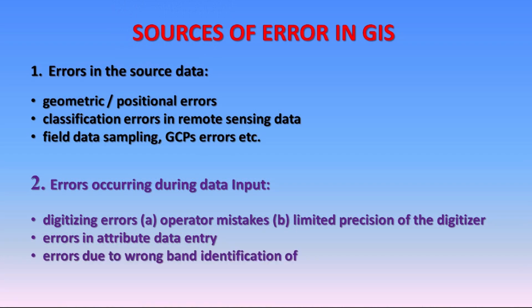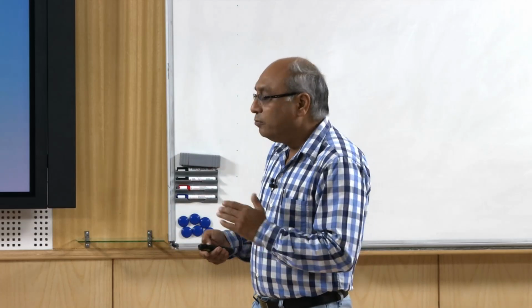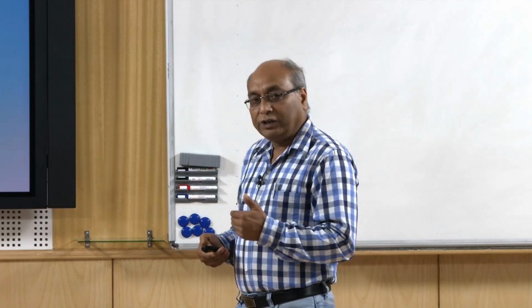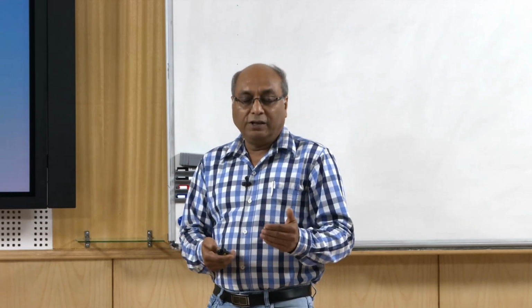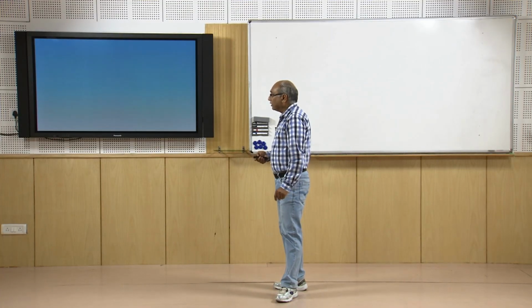And errors due to wrong band identification of remote sensing data. This also sometimes happens because the number of bands is increasing, maybe having say 7 bands or 20 bands or 30 bands of a remote sensing sensor. You might choose a wrong band, and when you make color composites of these bands, that might be wrong, and then if you use such color composites for classification, once the wrong combinations have been chosen, your classification is bound to be wrong and would have errors. So this kind of errors can also occur.